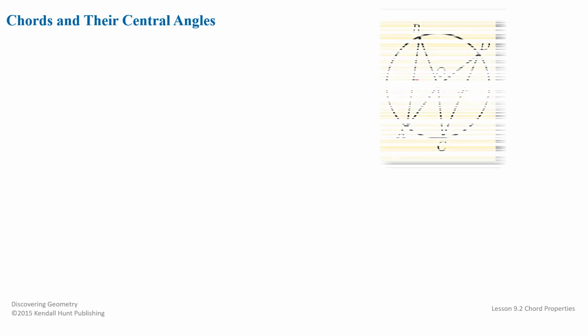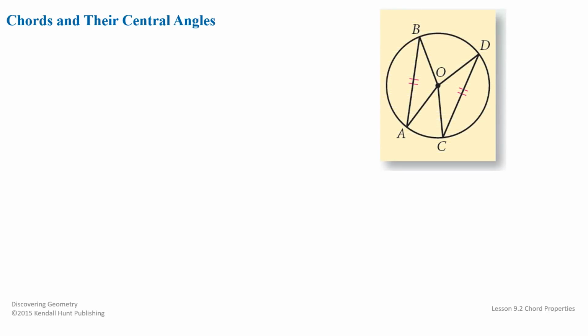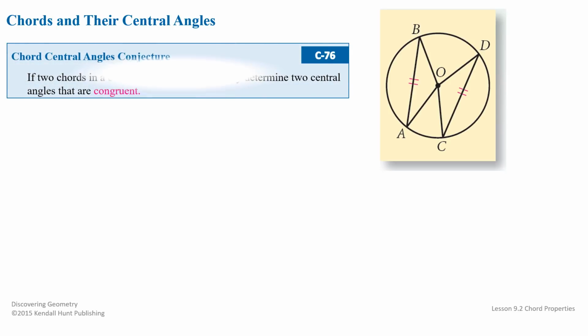We're going to talk about chords and their central angles. The first thing we want to look at is when we have congruent chords. Remember, a chord is a line segment that goes edge to edge of the circle without going through the center. If I know that two chords in a circle are the same, that means the central angles that are connected are also congruent. So in this case, AOB and COD are exactly the same. That will help me when figuring out angles and missing pieces.